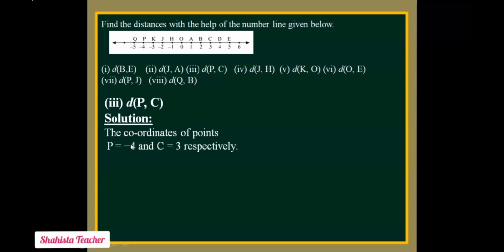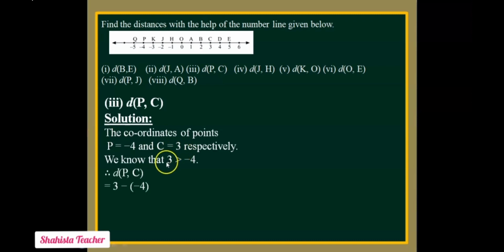Why? Because a negative number compared with a positive number is always smaller. So 3 is greater than -4, which means C is greater than P. So here we will write that 3 is greater than -4. After this, we write the distance of P comma C, which is equal to 3.